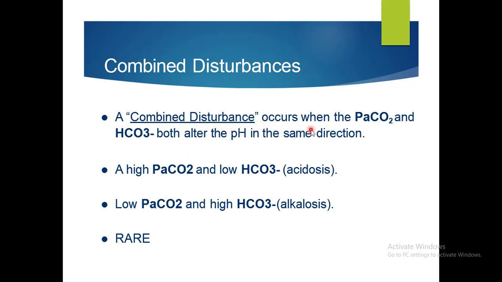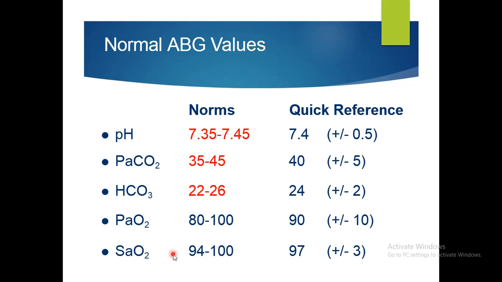These combined disturbances occur when both partial pressure of carbon dioxide and bicarbonate concentration change the pH in the same direction. For example, low bicarbonate along with high carbon dioxide concentration both lead to acidosis. However, low carbon dioxide concentration and high bicarbonate lead to alkalosis. The combined disturbances are very rare, so most of the time the disturbances are simple or compensated.